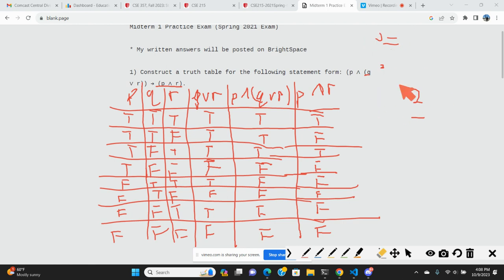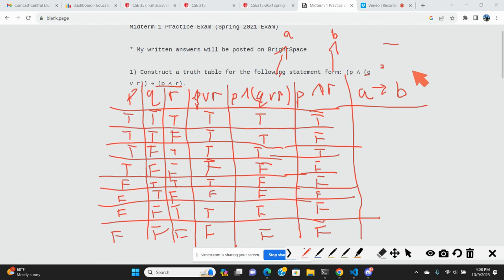Now we can move on to ultimately the final column, which is our entire statement. So it is this column. For the sake of writing, let's call this A, and let's call this B. So if A, then B. And for the conditional, if we recall, the conditional is only false if it is in the form of true, then false. So true, then false would result in false. Otherwise, everything else is true.